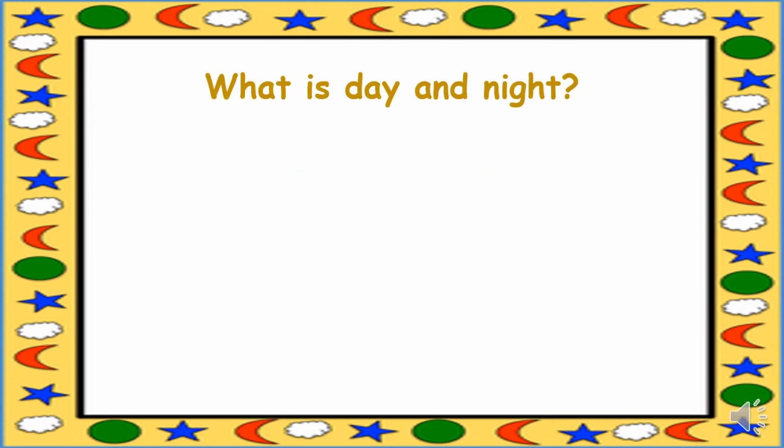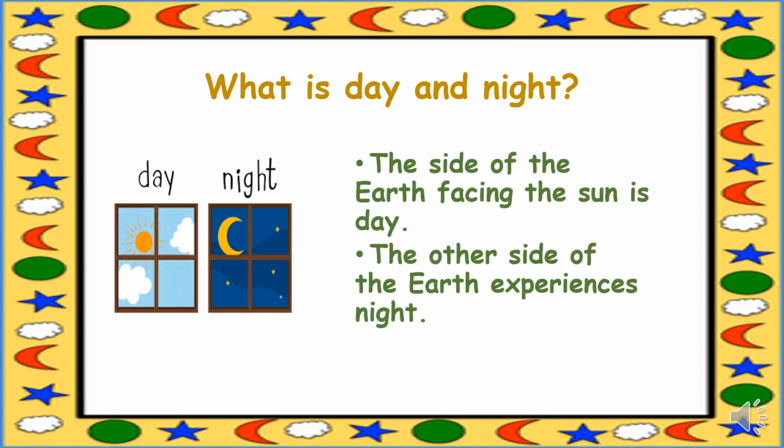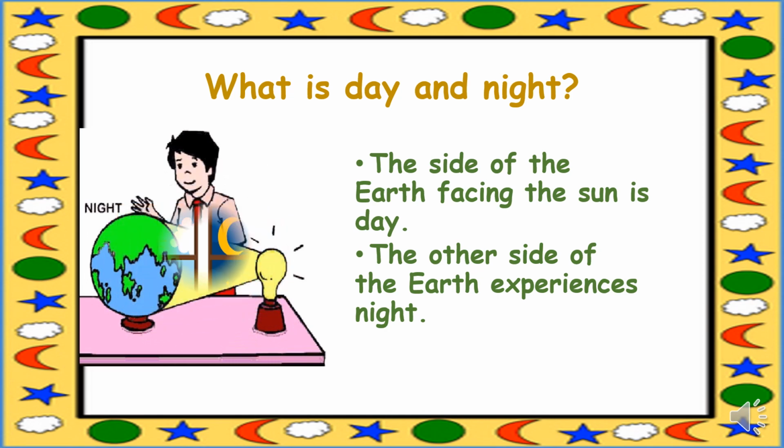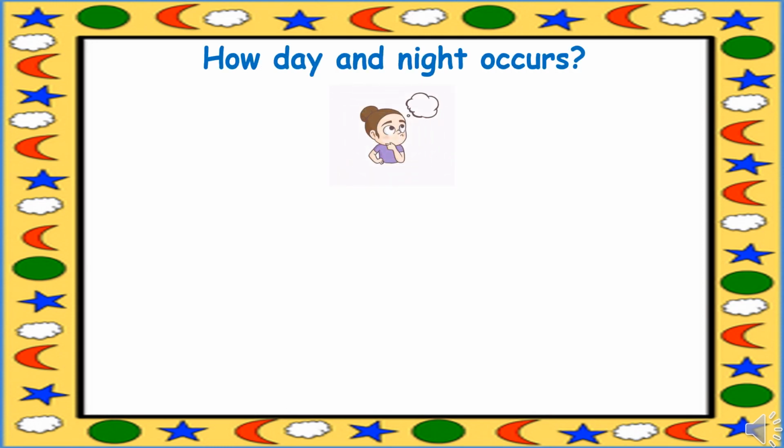What is day and night? The side of the Earth facing the Sun is day. The other side of the Earth experiences night. Children, do you know how day and night occurs? Let's find out.